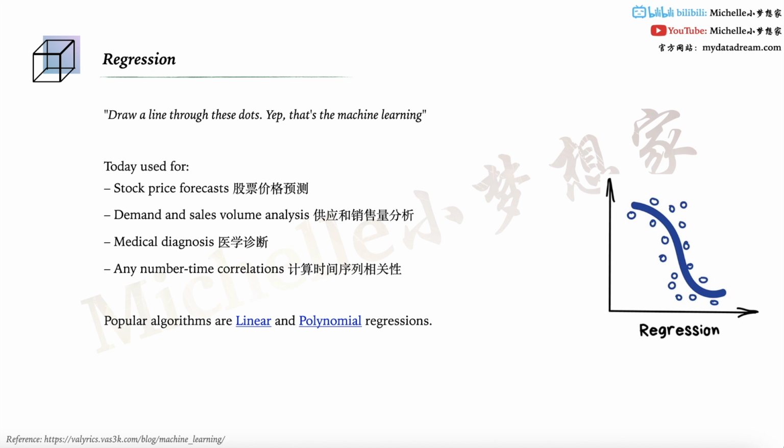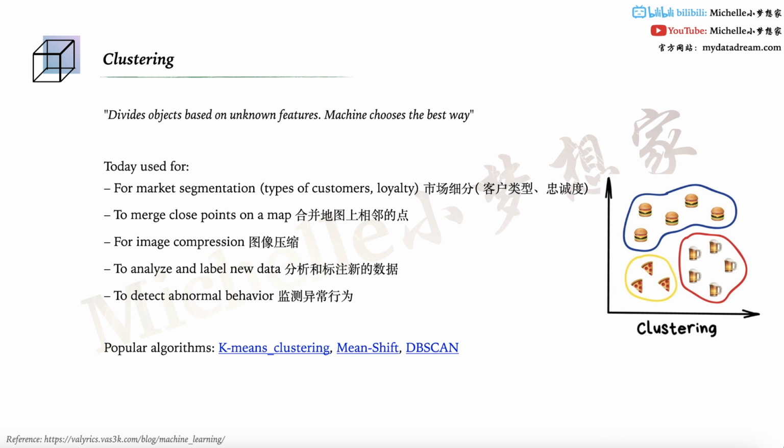And next is regression. The algorithm of the regression category is mainly to find a line that fits the data best. Because it is relatively simple and easy to understand, it will also be the first machine learning algorithm we will learn. Regression includes stock price forecast, demand and sales volume analysis, etc. The most popular algorithms are linear regression or polynomial regression.